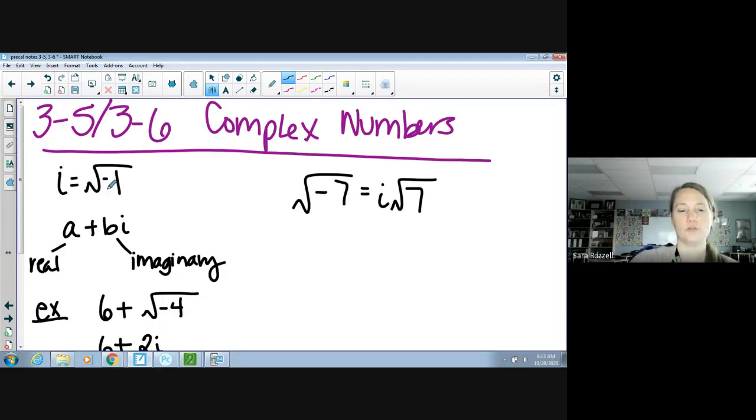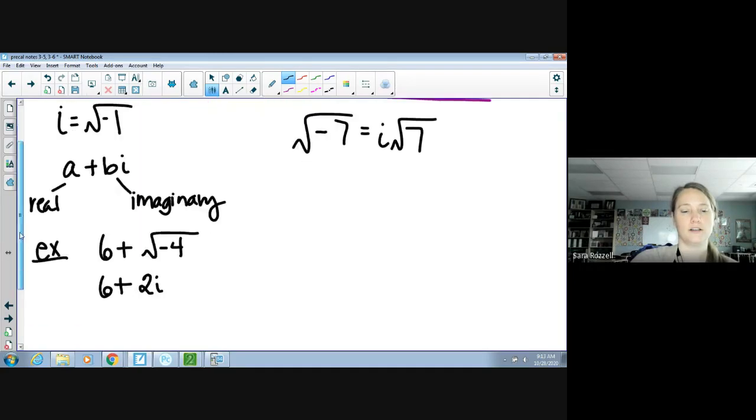i is the square root of -1. If there's a negative in the square root, it pops out in the front. This is how we write complex numbers. a is real, the bi is the imaginary part. And then we add 6 plus negative square root of -4. The square root of 4 is a 2, and the negative just means we're going to have an i in our answer.